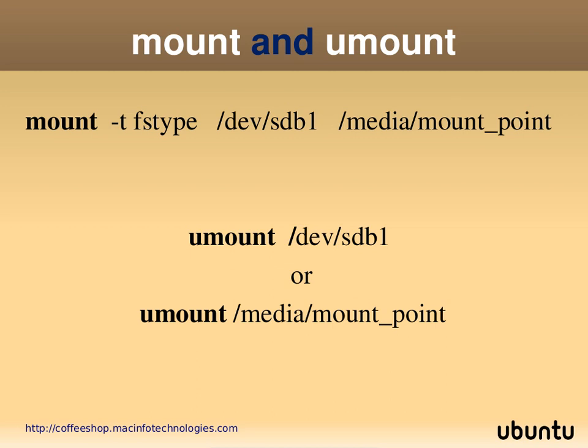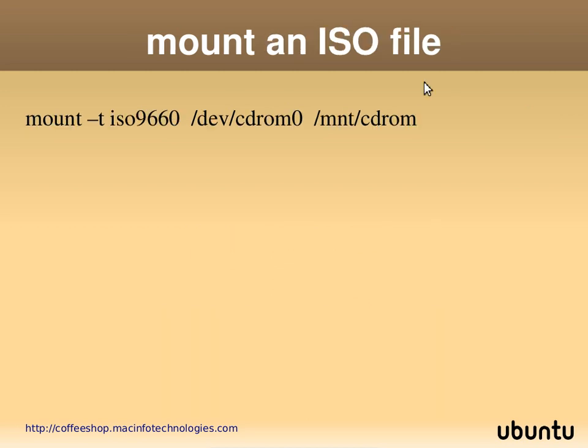To mount an ISO file, if you have an ISO file on your computer or in a pen drive, and you want to mount it and access the files inside it, you can use this command. mount -t iso9660. This is the type of the file, and you'll get a device here, the CD-ROM device, and then the mount point. You can give the mount point.